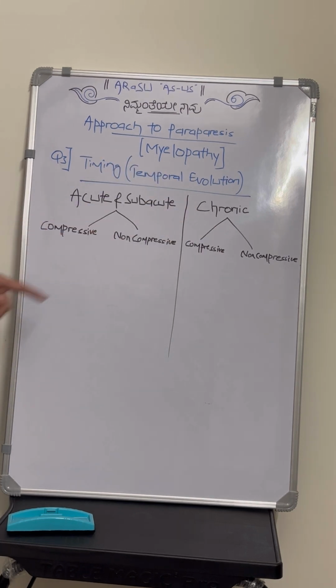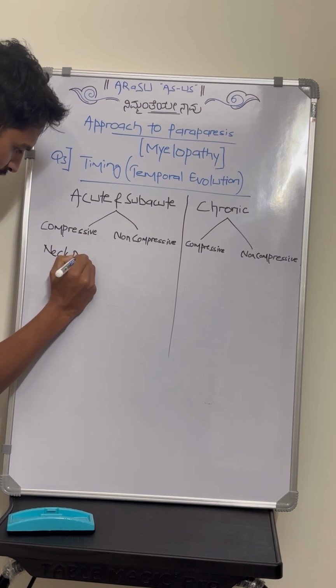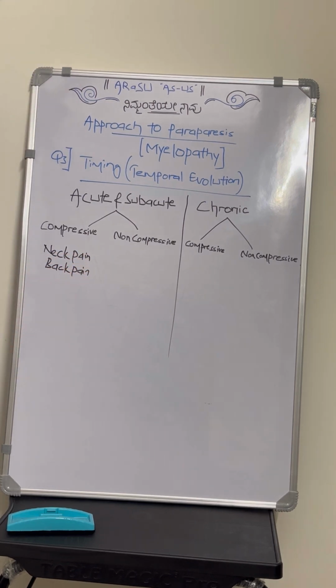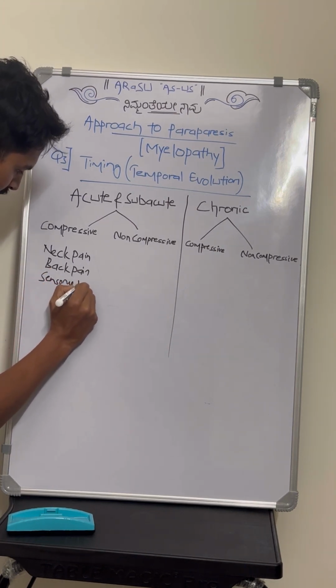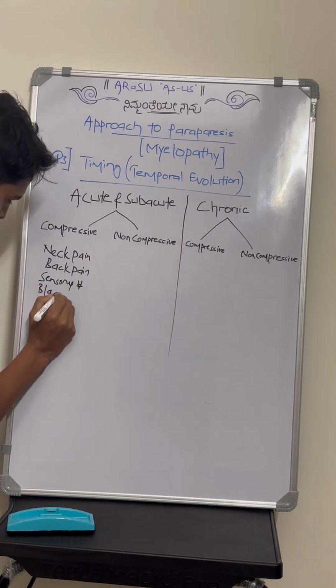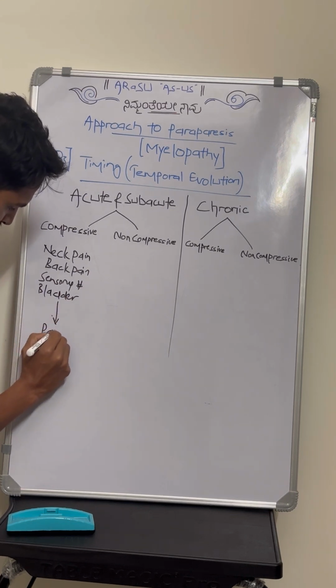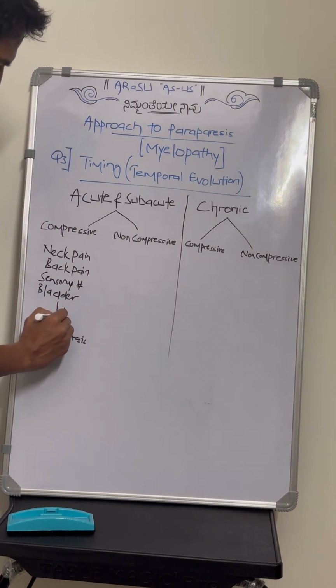So how to differentiate compressive versus non-compressive first? In compressive type of lesions, usually there will be antecedent symptoms. For example, neck pain or back pain, or sometimes sensory disturbances, even sometimes bladder dysfunction. After some time, they will develop weakness, that is paraparesis, so motor involvement will be seen later.